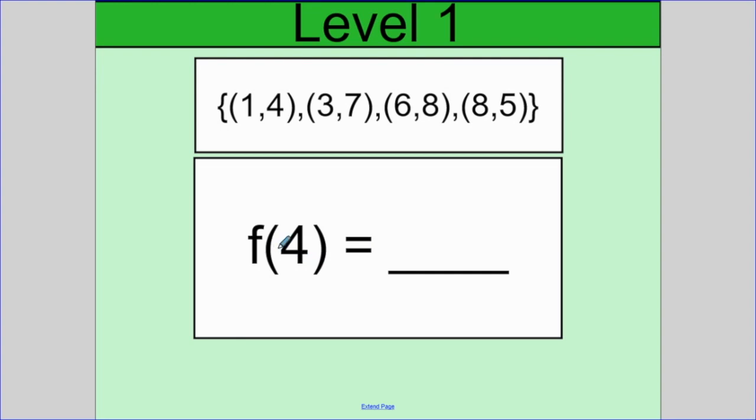Here we have f of 4. So if our input is 4, what is our output? We come up here to our set of ordered pairs, looking at all of our inputs. There is not an input that is 4. So for this set of ordered pairs, for this function, if the input is 4, there is no output. It does not exist. D-N-E.